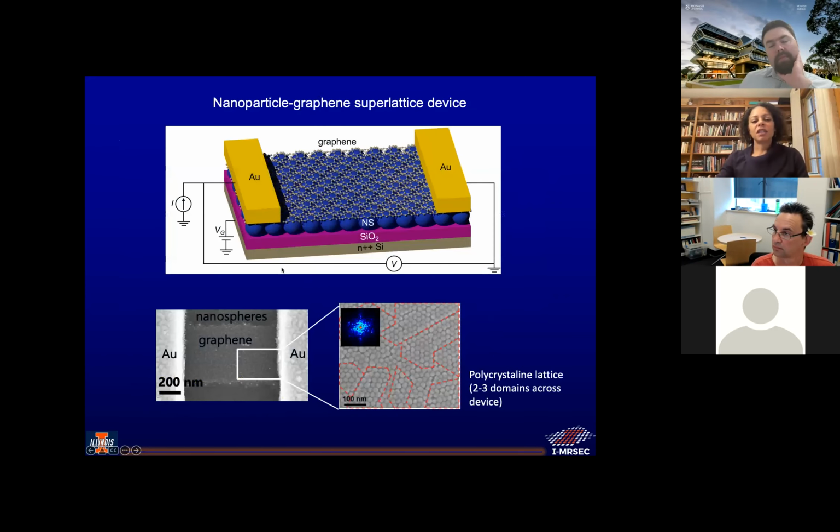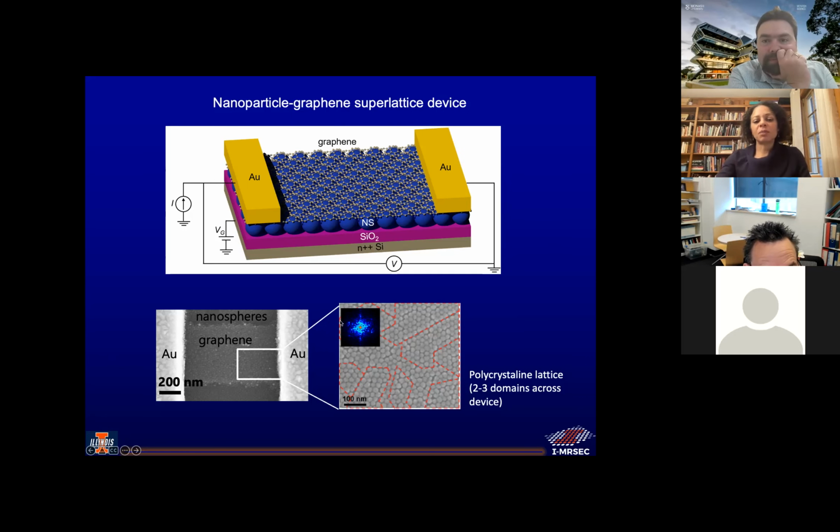Okay, so we have a device that looks like this. We put leads at either end. This is an actual optical image of the device. Here's gold leads, and here's just the patterned nanospheres. You can see the scale here. It's about a micron across. And relevant to your question before, it's a polycrystalline lattice. We expect a couple of domains across, but you can still see pretty decent peaks in the Fourier transform of this sort of device. So it shows that the crystallinity is okay.